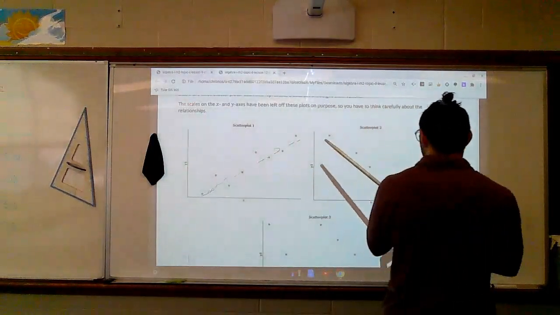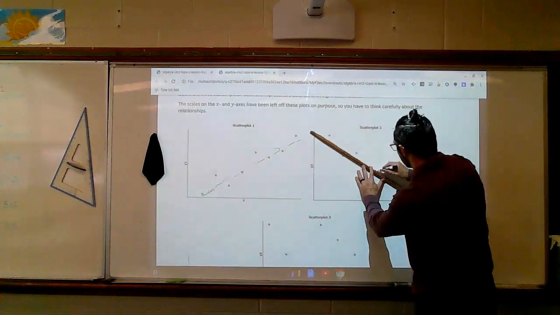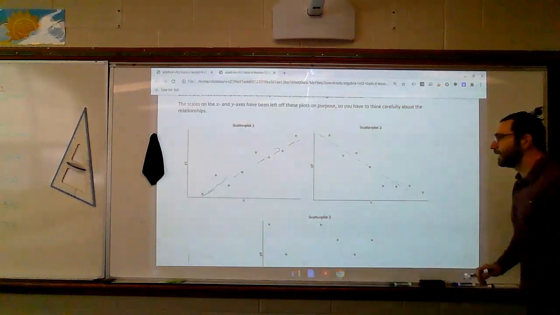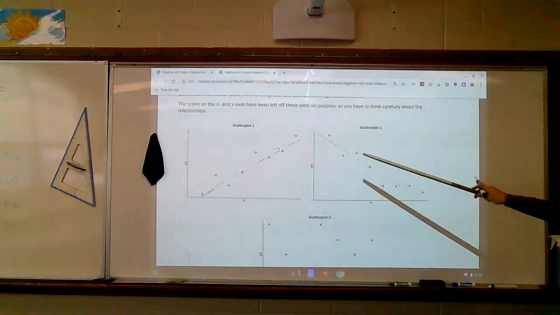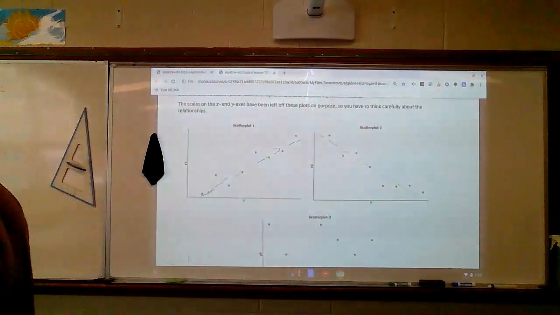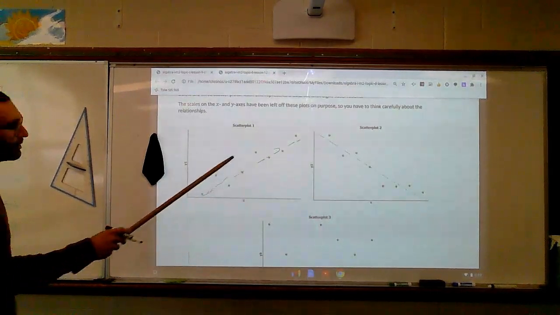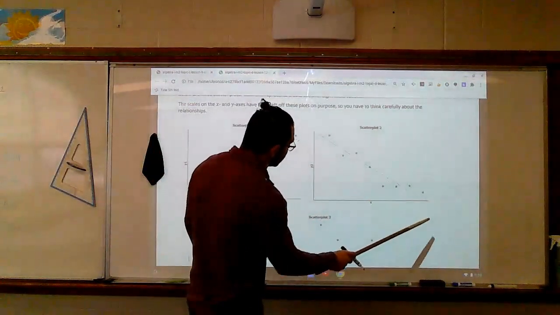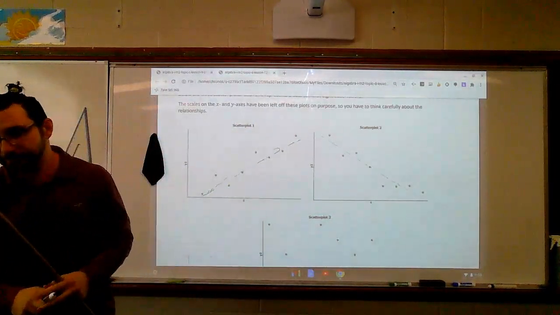Same idea here. Can I make a line of best fit? Again, yes. In scatter plot 2, as X increases, Y decreases. Listen again. As X increases, Y decreases. So we've got one positive, one negative. Increases is positive, decreases is negative. Therefore, this is a negative correlation. Both are still linear.